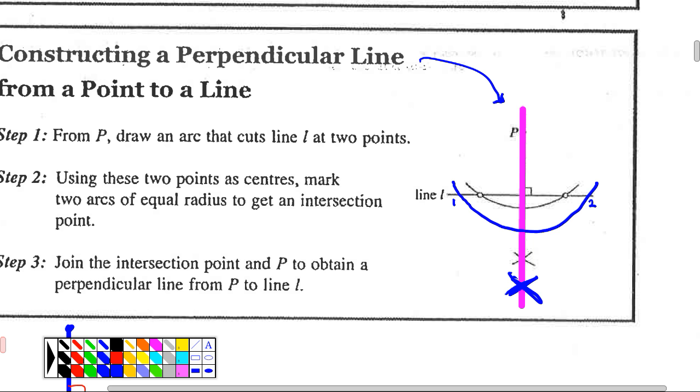How do I show that it's 90 degrees? Can you look at your protractor now? The semicircle thing you have, you place it there, you measure. Is it 90 degrees? Should be.